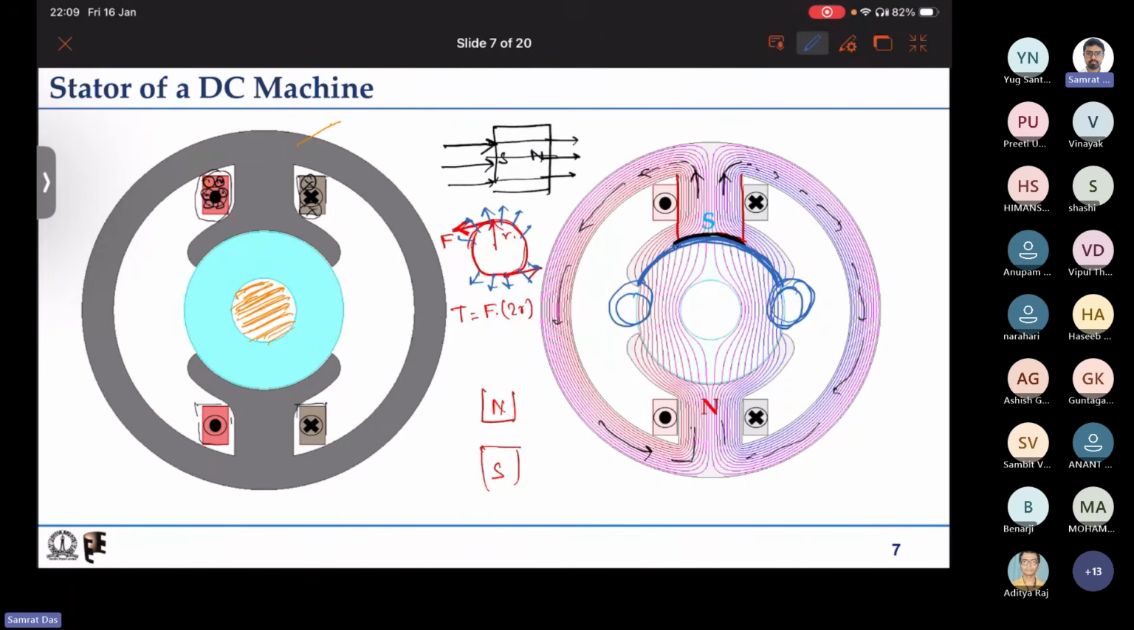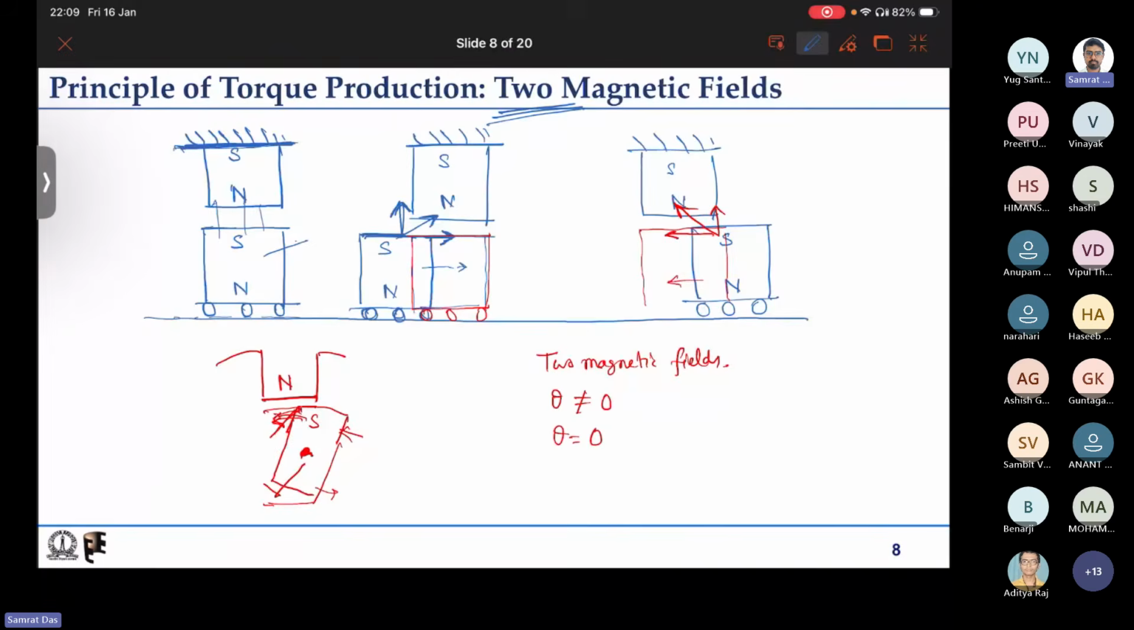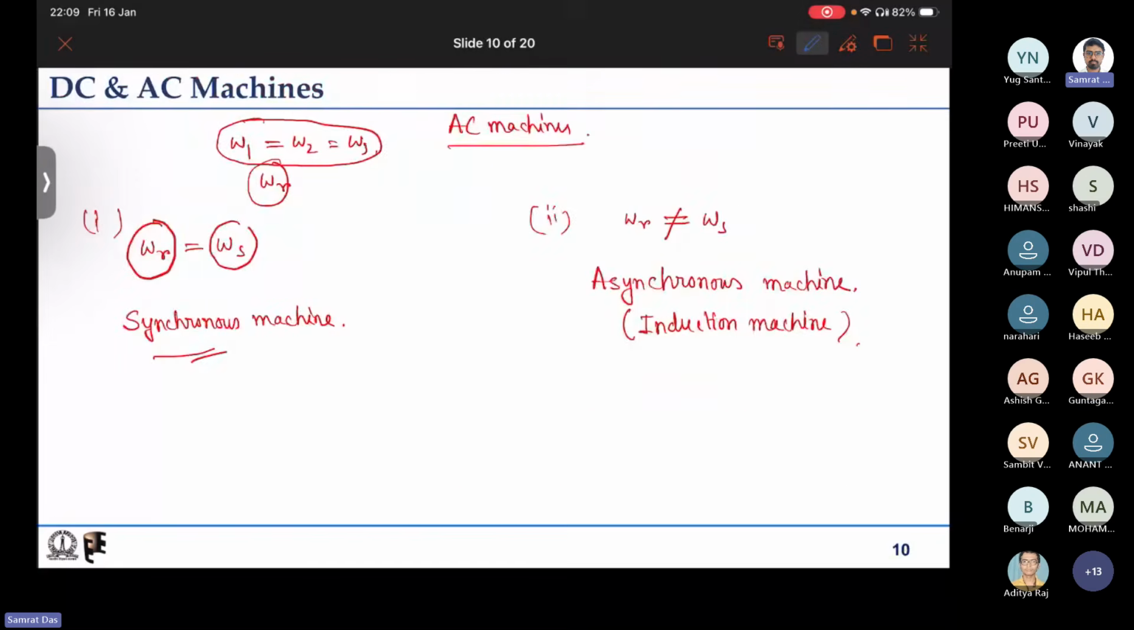Can you go to the last slide, Samrat? Thank you, sir. By last slide, you mean this one? Yes, the 10th slide. Here you have mentioned omega 1 is equal to omega 2 is equal to omega s. What do you mean by omega 1, omega 2? Because I can see omega r and omega s. What I thought is that omega 1 is equal to omega s and omega 2 is equal to omega r.